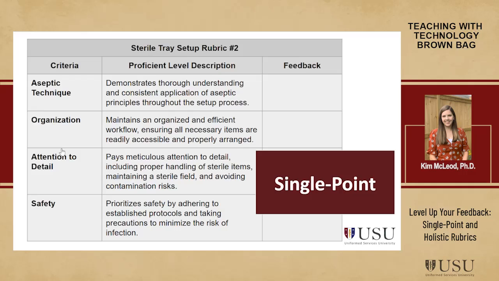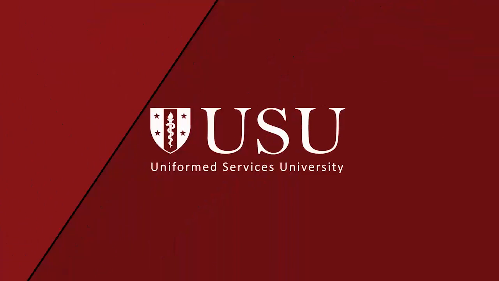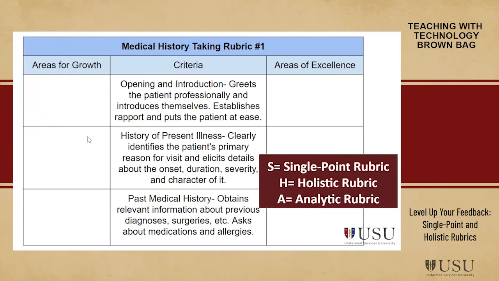All right, Dr. McCulley is going to take us into another example. So here you see a medical history taking rubric. Take a moment to notice that we have places for comments on either side of the criteria column that's in the middle. And then assess if you think it is a single point, holistic, or analytic rubric.